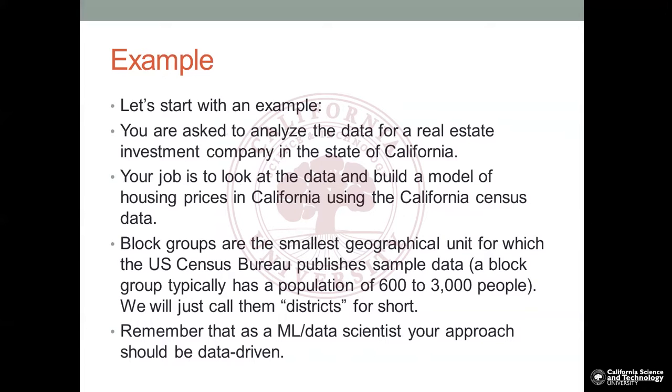And the whole purpose is that we don't want you to come up with some model based on some mathematical concept only. We want this approach to be data-driven. So that's where we start. We need to look at the data, basically.